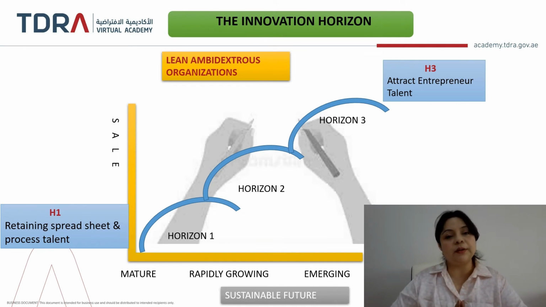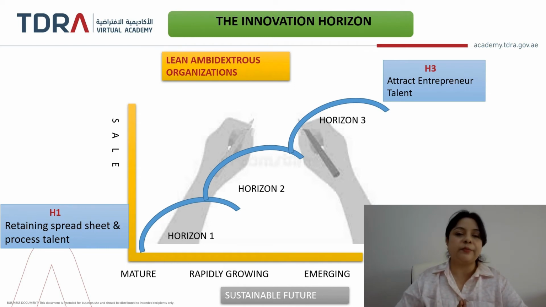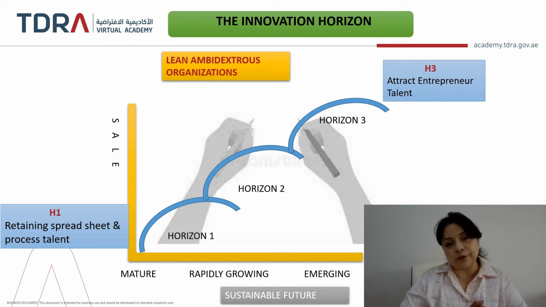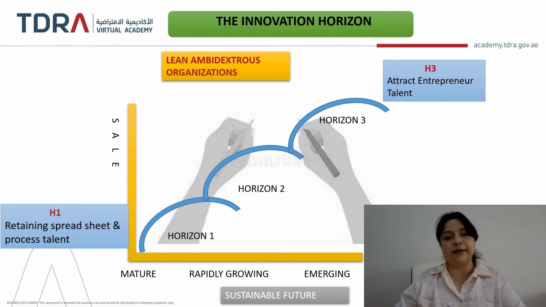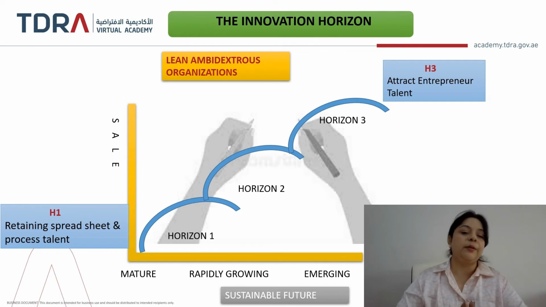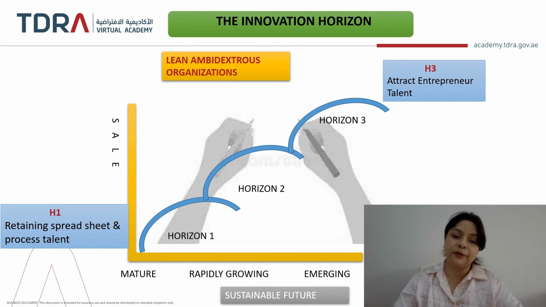So these are what we call the lean ambidextrous organization. If we go back to the product life cycle, we will see that products are moving from growth to maturity to decline. What lean ambidextrous organizations attempt to do is hold on to the mature products. As you will see in this graph, there are three kinds of products: mature, rapidly growing, and emerging.